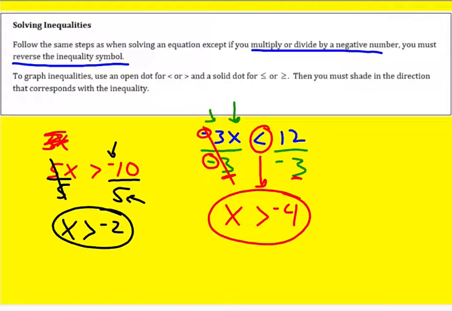So that's the difference. Are you dividing both sides by a negative or not? If you're not, you don't flip. If you are, you would flip like we did over here.